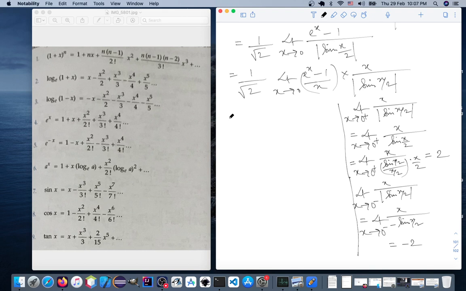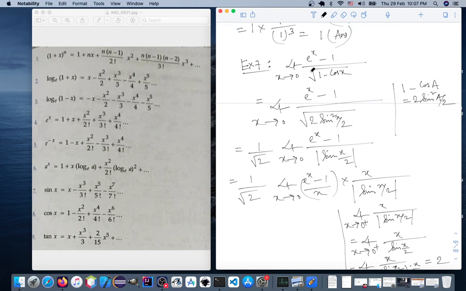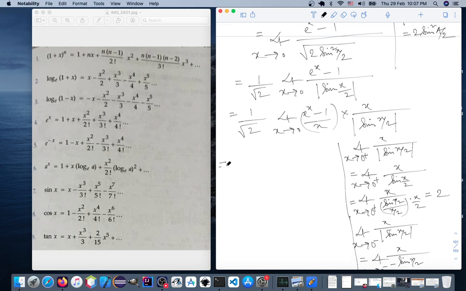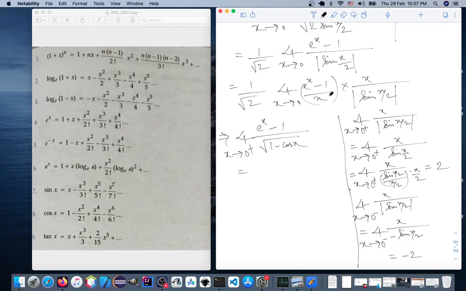So eventually, what we are having is that the whole limit at x tending to 0 plus: the given limit was e to the power x minus 1 over root 1 minus cos x, and when x tends to 0 plus, this limit is 2, and we have 1 by root 2 outside. So the whole limit becomes root 2.